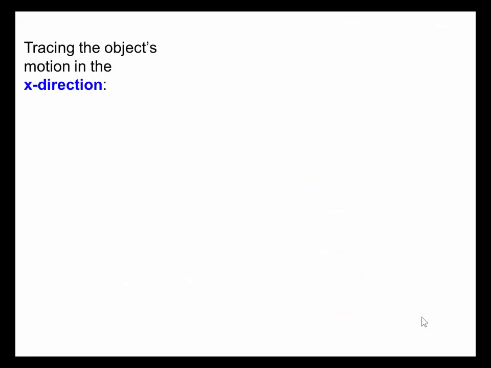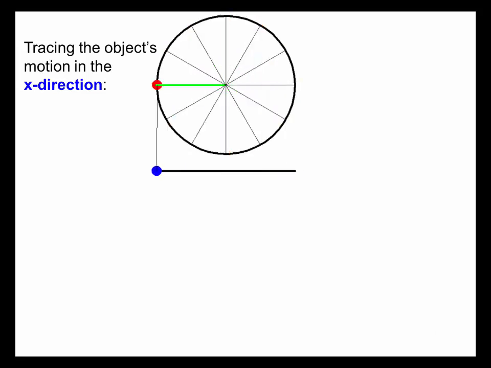So let's map this out. Let's trace the object's motion in the x direction. This one moves a little bit fast, I apologize for that. But as you can see, as this thing moves counterclockwise at a uniform speed, our object swings left and right in a very regular periodic motion.